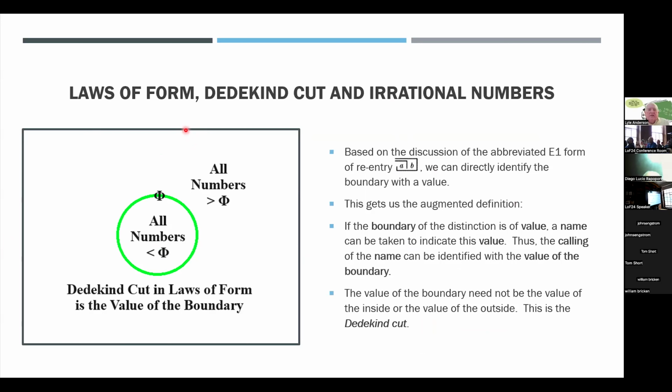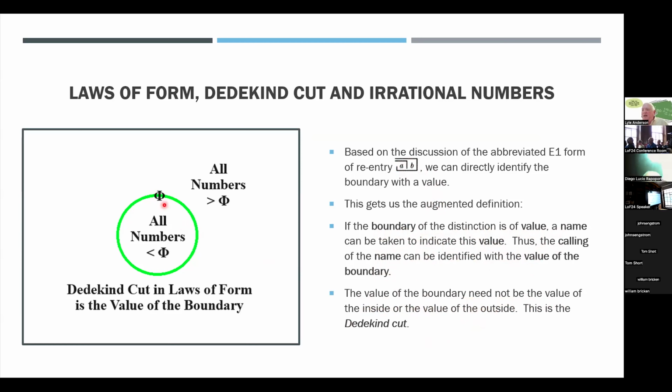What about the irrational numbers? And this is where the reentrance comes in. Spencer Brown did not extend the definition, but what we find is in this abbreviated form of E1, where you've got the reentry with A and B, sort of like form and medium, the boundary of a distinction. If the boundary of a distinction of value, a name can be taken out for that value, thus the calling of the name can be identified with the value of the boundary. The value of the boundary need not be the value of the inside or the value of the outside. And this is the Dedekind cut.